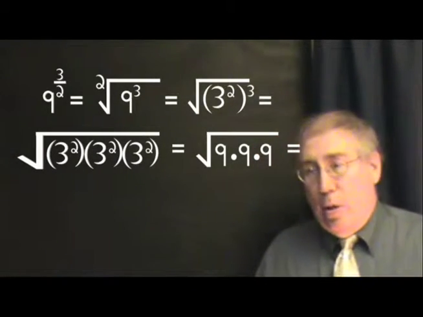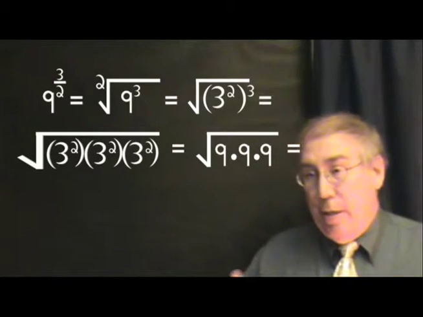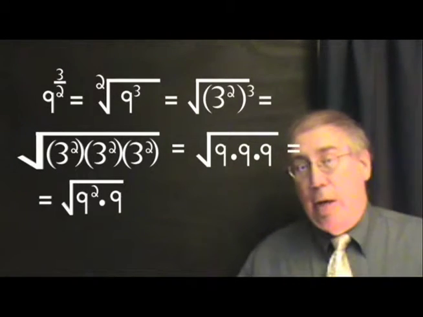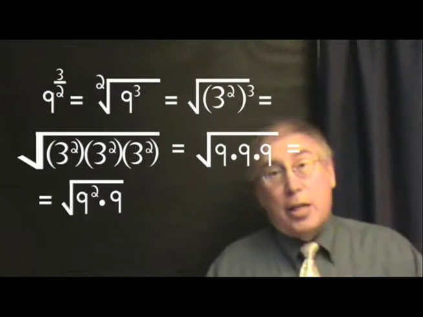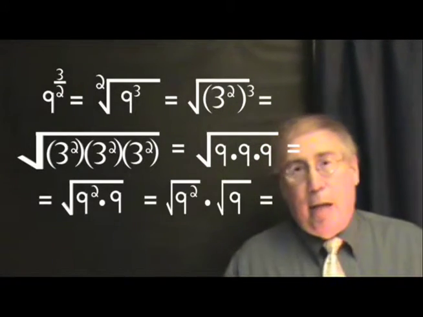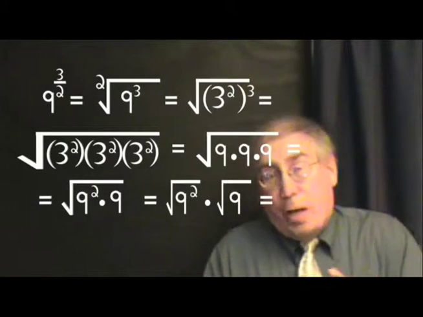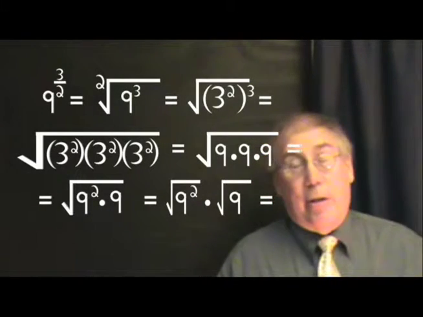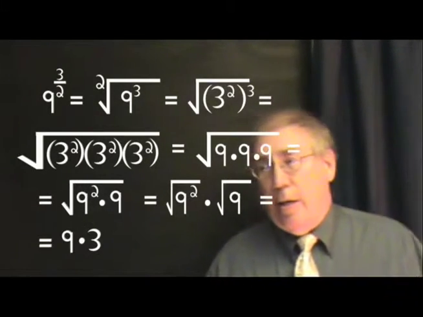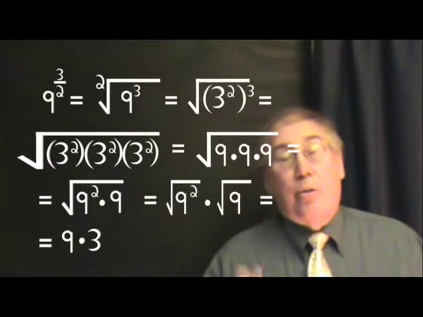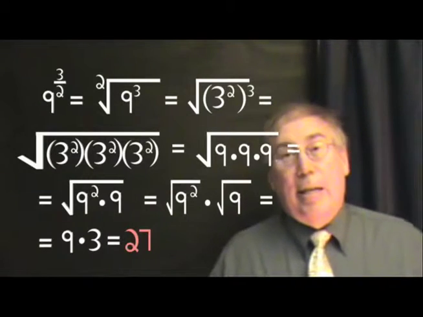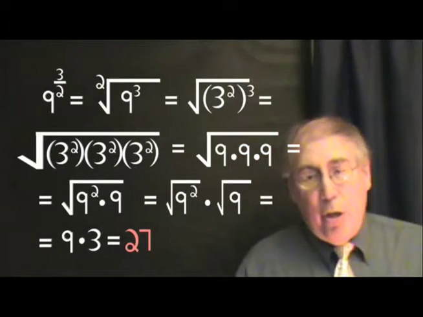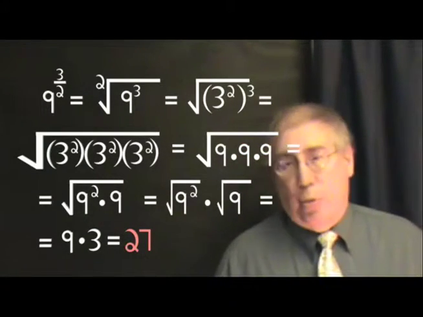And so we can get the square root of 9 times 9 times 9. We can multiply two 9s together and get 9 squared. Now, using a rule of radicals, you can pull those apart. Then you're going to get the square root of 9 squared times the square root of 9. The square root of 9 squared is 9, and the square root of 9 is 3, and 9 times 3 is 27.